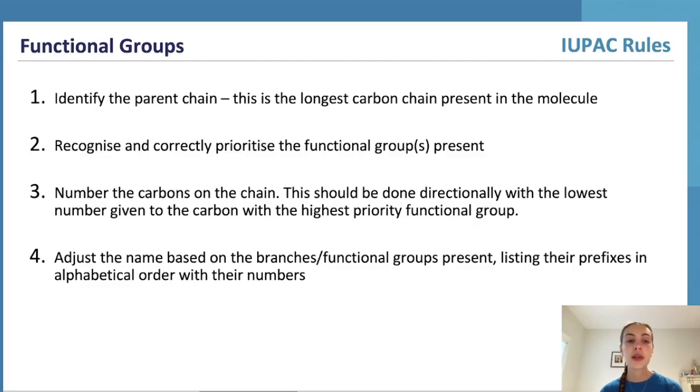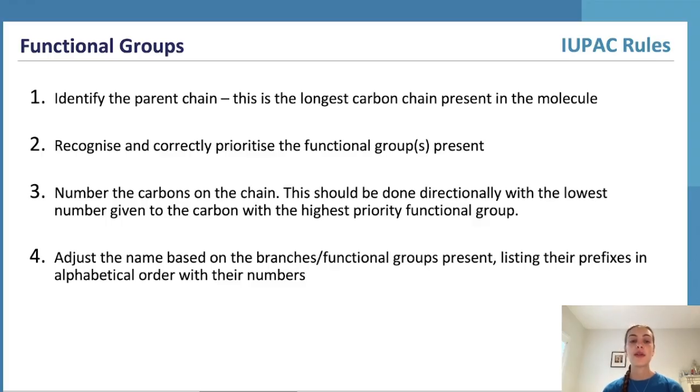The next thing we want to look at is the number of carbons on the chain. This is something that's done directionally. The lowest number is going to be given to the carbon with the highest priority functional group. So when we count along the chain, we're going to want to count from the end with the highest priority functional group.